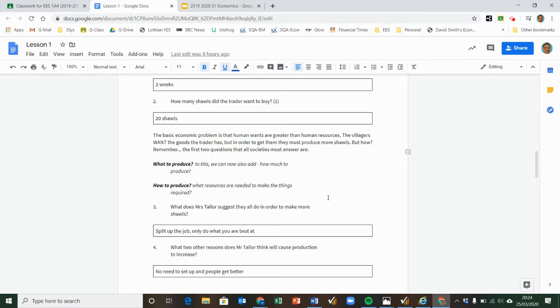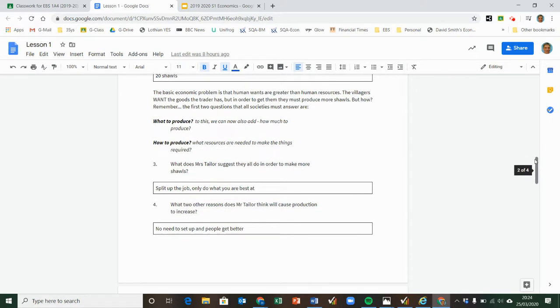I have just noticed a spelling mistake. Look, we've got 2 spellings of Taylor. Who's written this? Anyway, so people get quicker because there's no need to set it up and tidy away every 2 minutes, and people will get better at it.